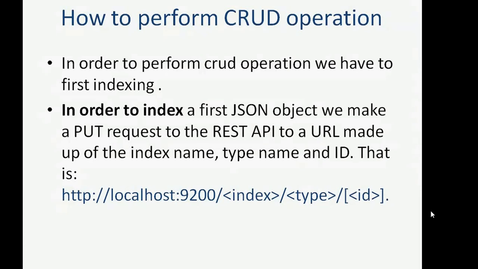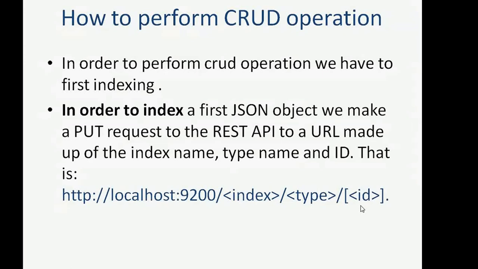So in order to index our JSON object, we make a PUT request to the REST API, to a URL made up of the index name, type name, and ID, that is http://localhost:port number/your index name/your type, and you can specify an ID. The index name is arbitrary.